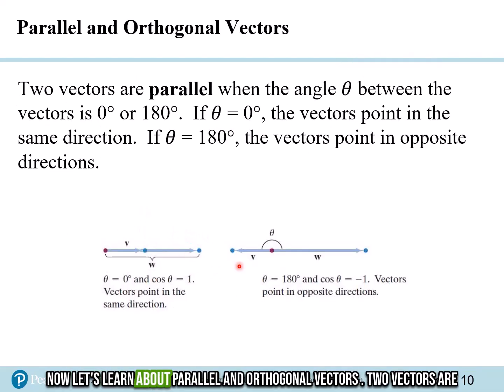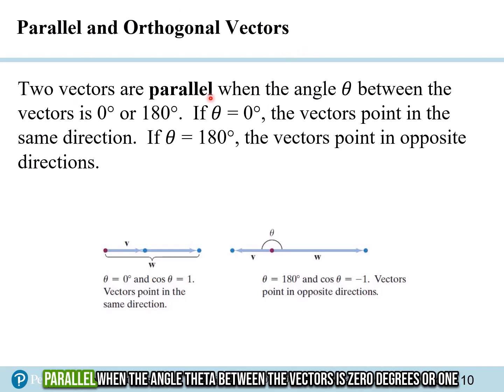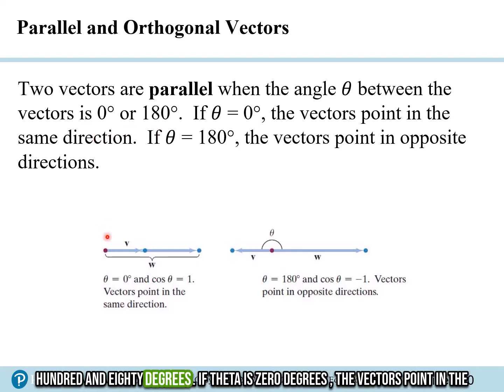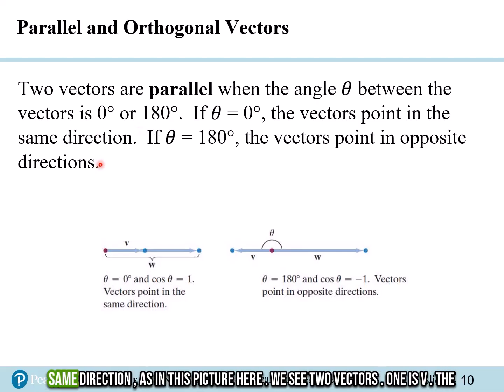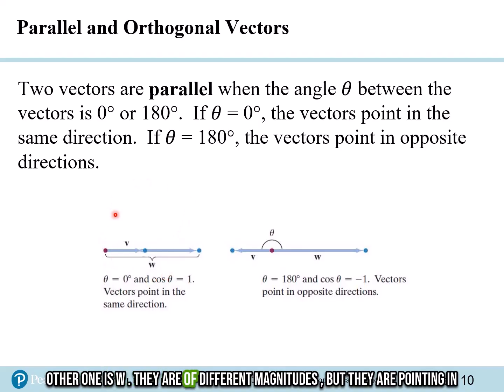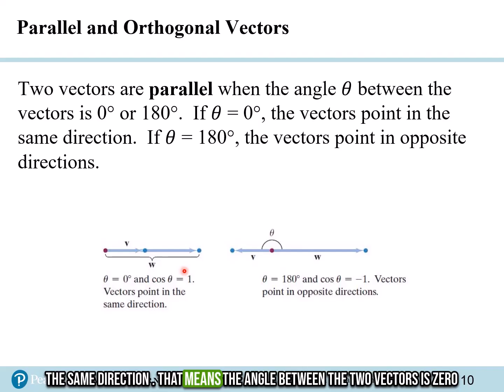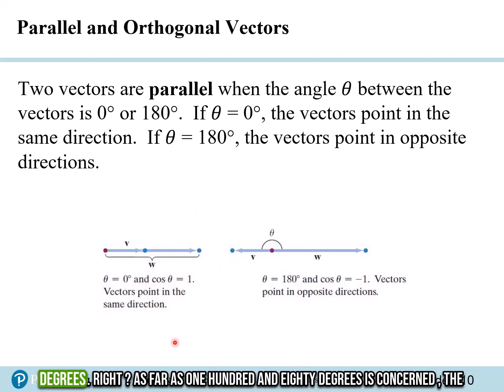Now let's learn about parallel and orthogonal vectors. Two vectors are parallel when the angle theta between the vectors is 0 degrees or 180 degrees. If theta is 0 degrees, the vectors point in the same direction. As in this picture here, we see two vectors, one is v, the other one is w. They are of different magnitudes, but they are pointing in the same direction. That means the angle between the two vectors is 0 degrees, all right?